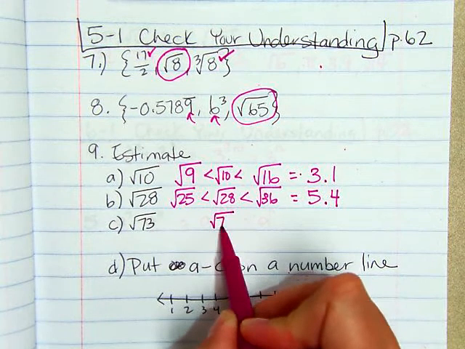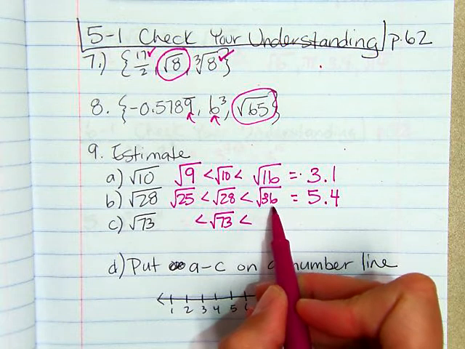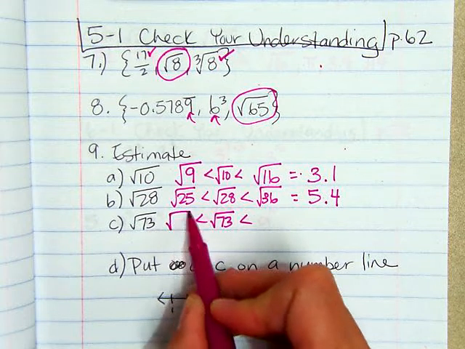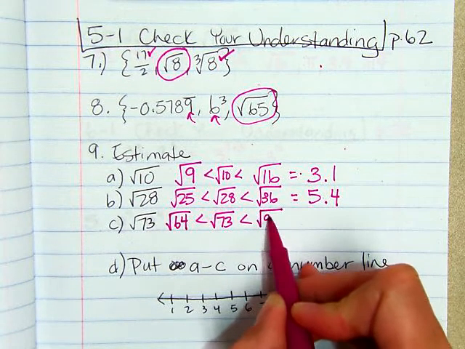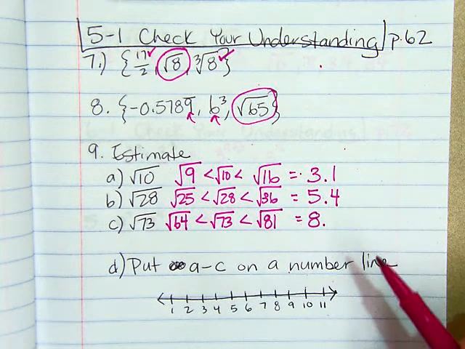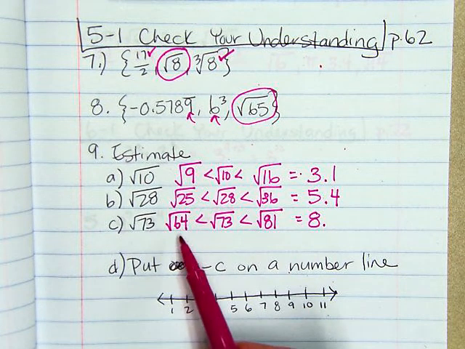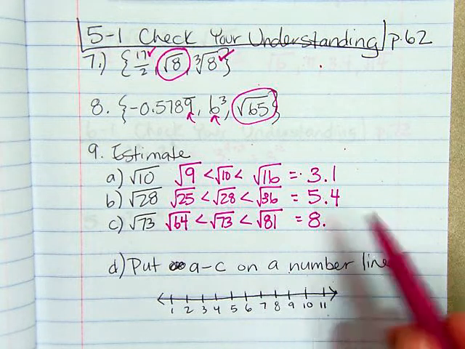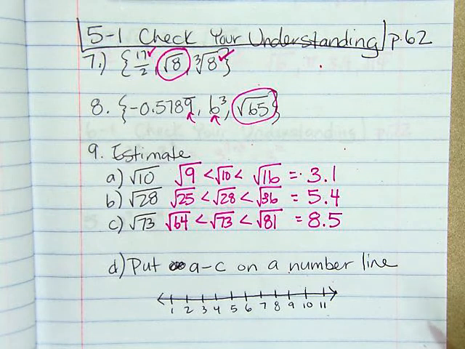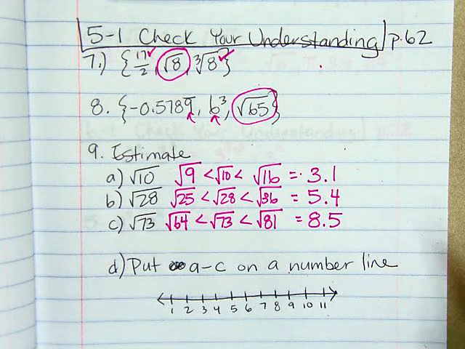All right, and now I have the square root of 73, and it's got to be between two other numbers that are perfect squares. So I got up to 6 squared. 7 squared is 49. 8 squared is 64. Oh, that's probably one of them. 9 squared is 81. So 73 is between 64 and 81. Square root of 64 is 8. So now I have to decide, is it closer to the square root of 81 or the square root of 64? I think it's a little bit closer to 81, not by very much. It's really close. I'm just going to say it's halfway in between, 8.5.